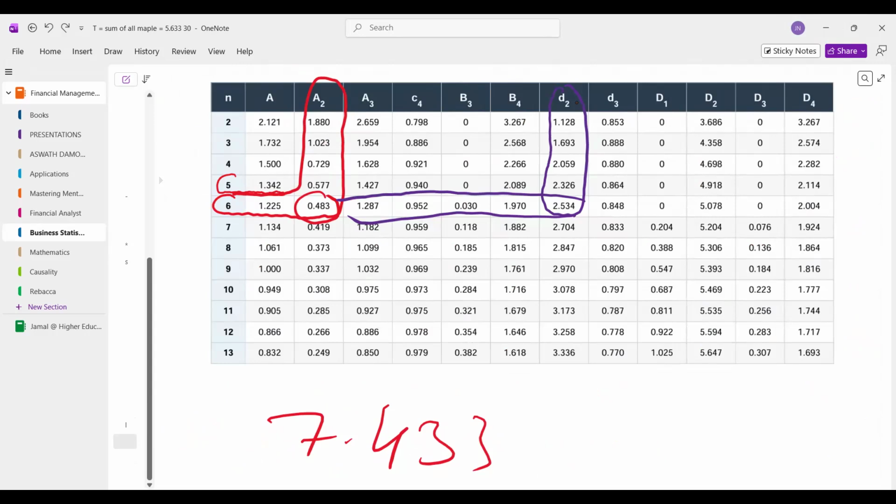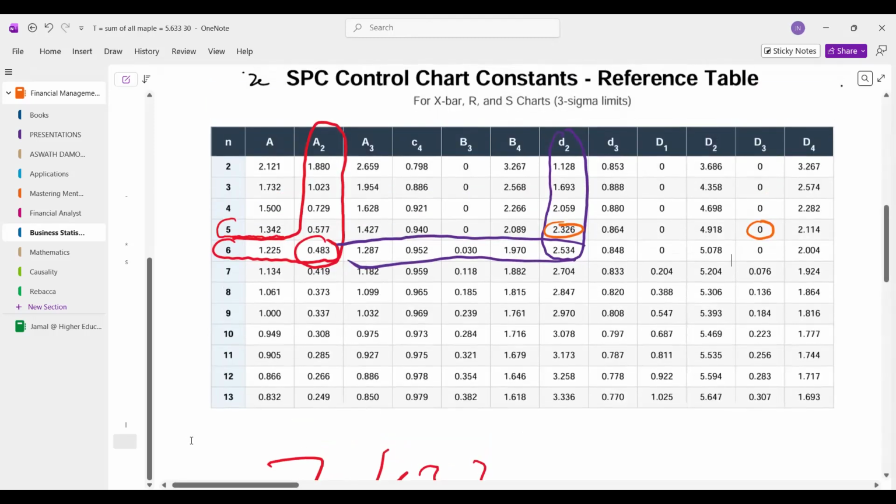So I need my d2. My d2 is 2.326. My D3 is 0 and my D4 is 2.114. So these are the three values that I'm looking for, right? I can take a snippet of this.